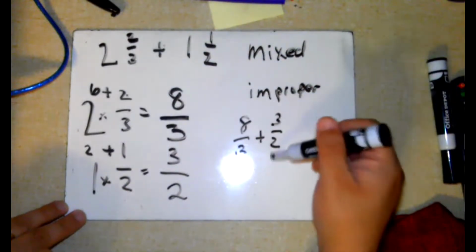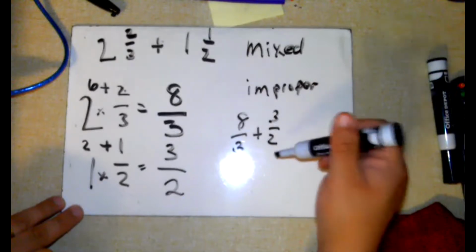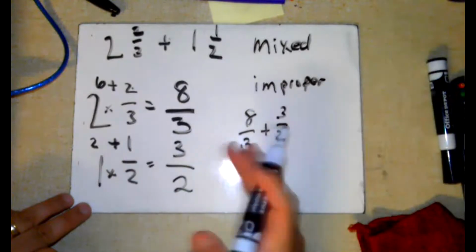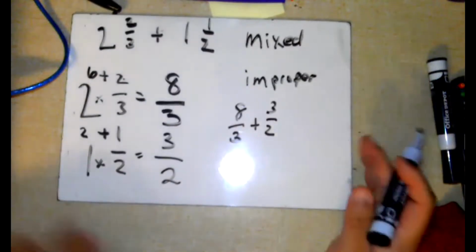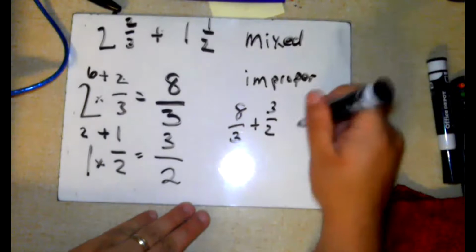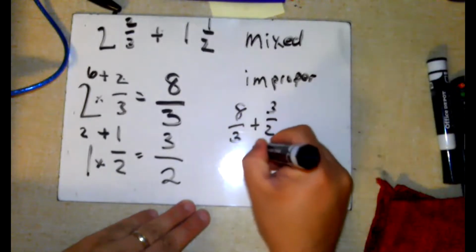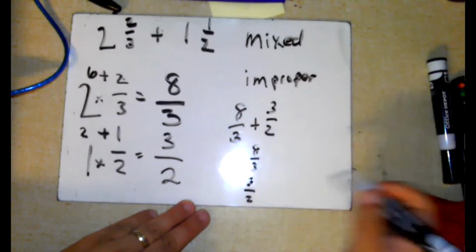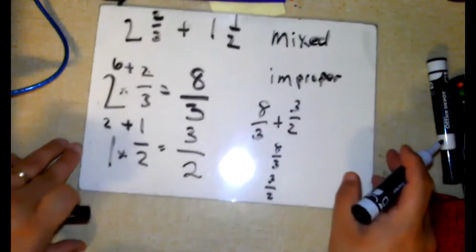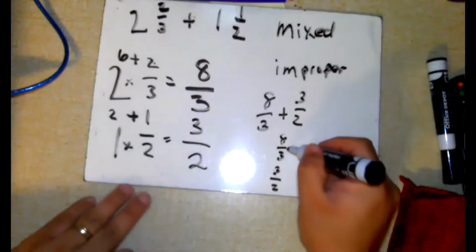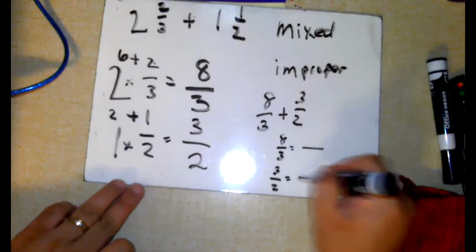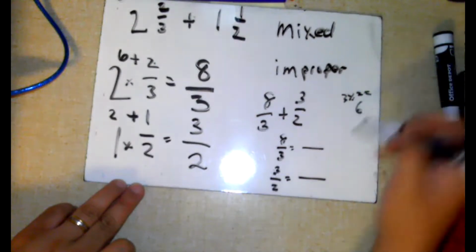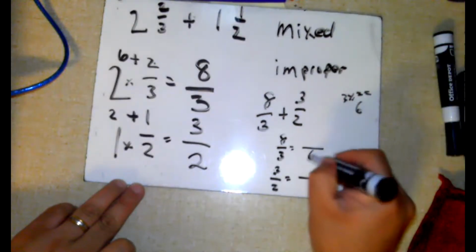So we just found the equivalent fraction of each of the mixed numbers, or we found the improper fractions. Okay. Now, do we have the same denominator? No, we don't. We have a 3 and a 2. So we need to find a common denominator. So let me rewrite it as 8/3, 3/2. Okay. So I'm just going to multiply. What's 3 times 2? 6. So I'm going to make my denominators 6.